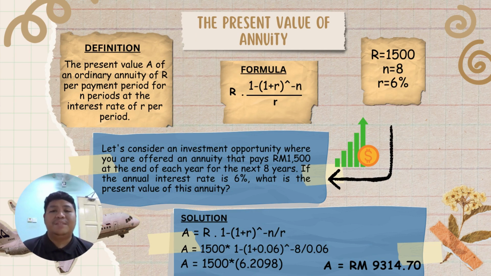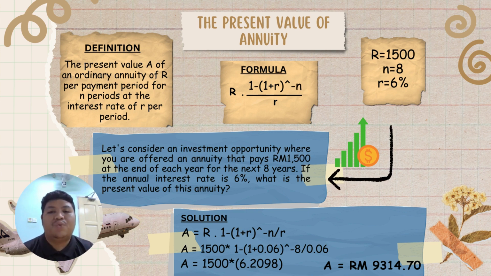So we move to the present value of annuity. What is the definition of the present value of annuity? The present value A of an ordinary annuity of R per payment period for n periods at the interest rate r per period. So what is the formula? The formula is R times (1 minus (1 plus r) to the power of negative n) per r.